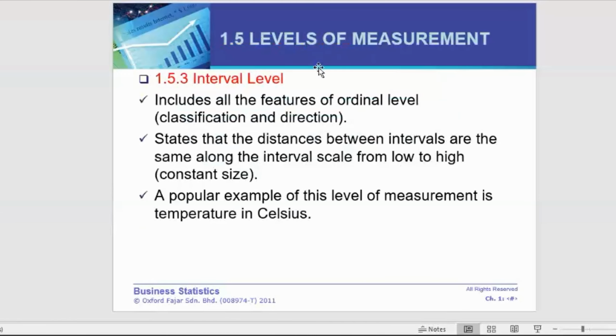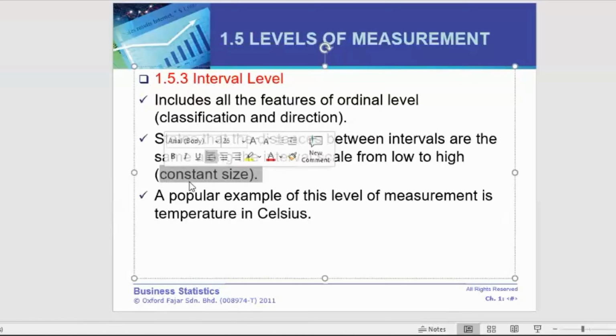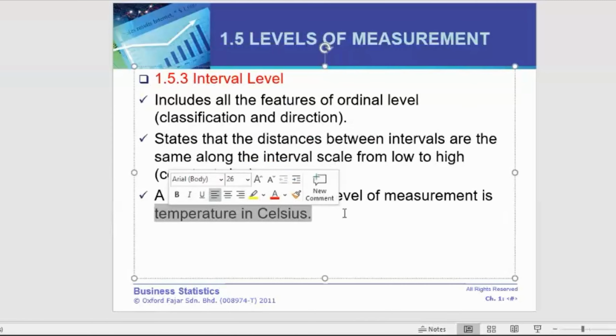But for the interval level, as I mentioned, it includes all features of the ordinal level. It states that distances between intervals are the same along the interval scale, so it is a constant size. A popular example is Celsius, the temperature, because we know that the difference between 1 degree and 2 degrees is similar to the difference between 2 degrees and 3 degrees, and between 3 degrees and 4 degrees. At any level of this measurement, the differences are exactly similar, okay?